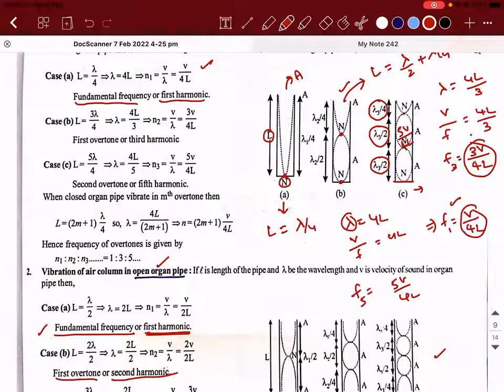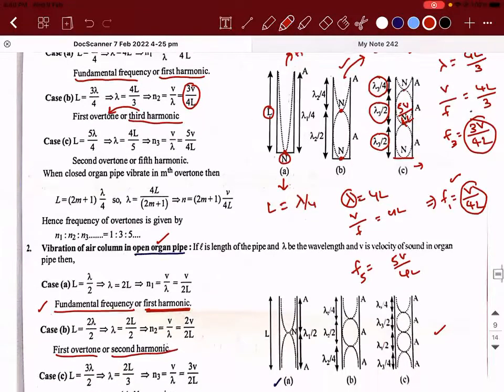Okay. Similarly, in the second case, you will have 3v divided by 4l, which is called the third harmonic. There is no second harmonic. It's called the third harmonic or first overtone. Whereas in the other cases, what did we have? We had second harmonic and first overtone. Now, in this case, we are having third harmonic and first overtone. And here, what is going to happen? You will have fifth harmonic. So this number in the numerator will decide the harmonic number. So it is fifth harmonic and second overtone.